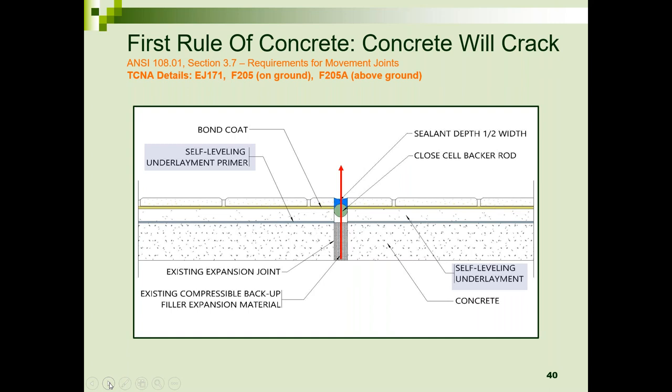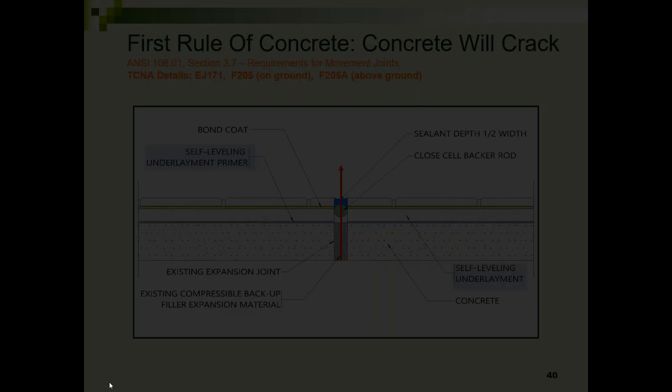So for an expansion joint or movement cracks, you cannot tile over it. You should not place an underlayment over it. Hiding it with an underlayment does not minimize the damage a moving joint will do to the tile that's going to be installed at a later date. Next slide, please.